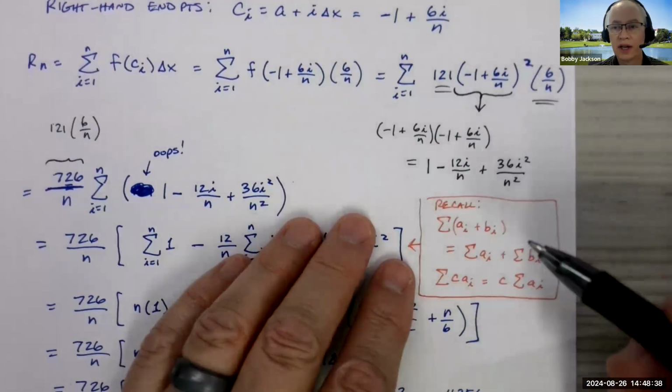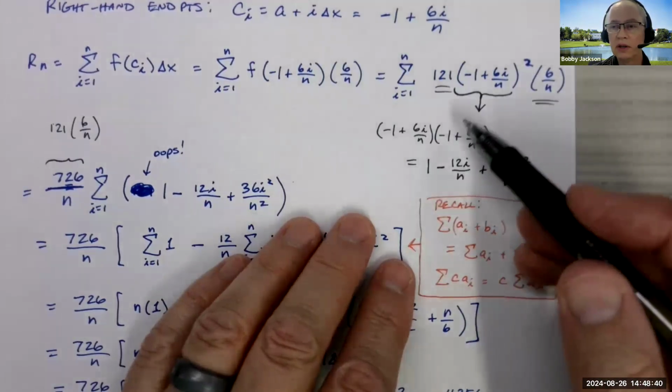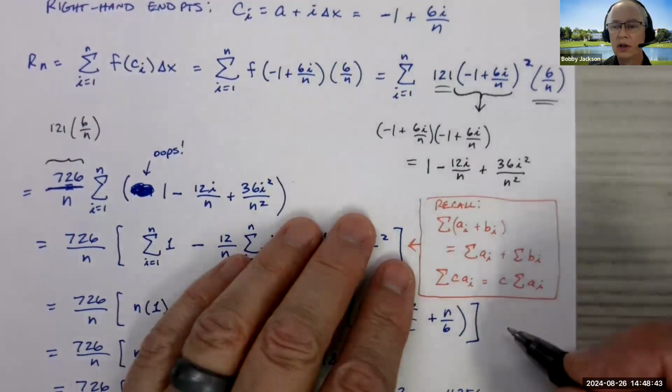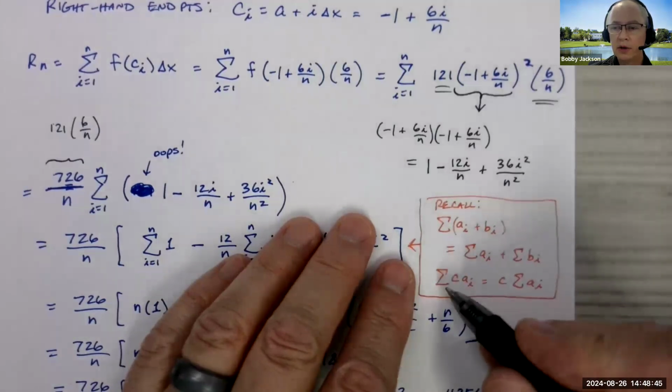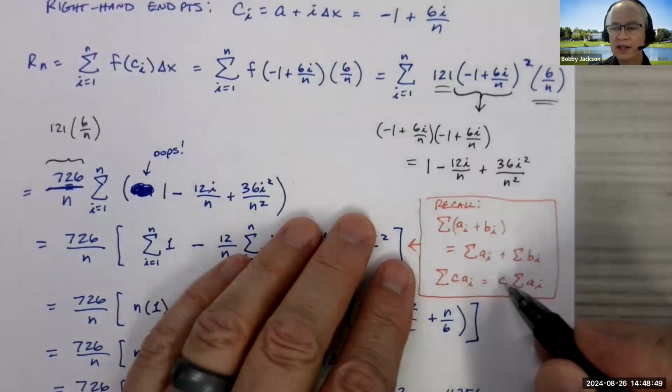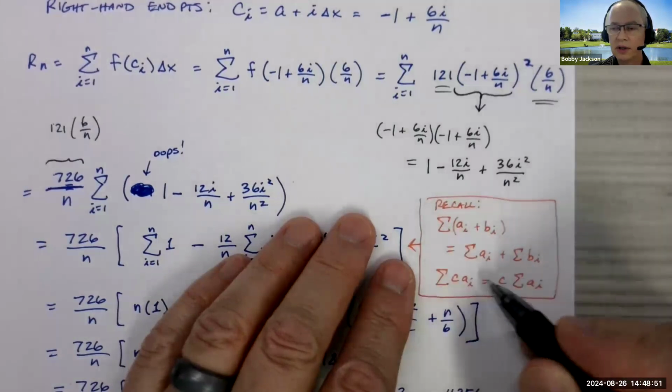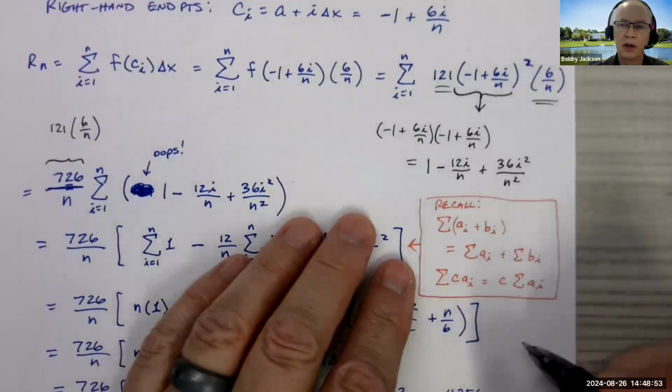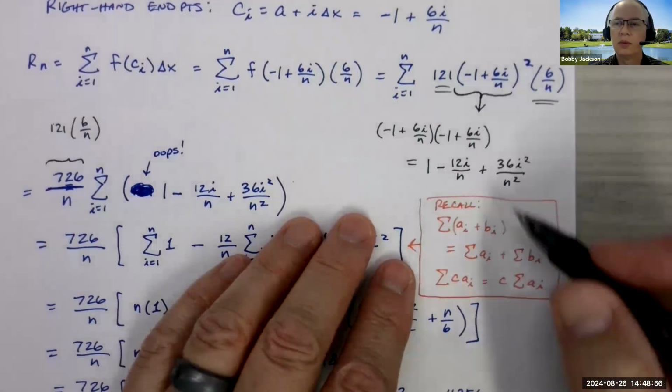We're going to later, of course, take the limit as n goes to infinity, but we need to first get an expression for R sub n. So if it's a constant c times a sub i, I can factor that c out in front of the summation. So these are the two linearity properties that we make use of. So I'm going to do that.